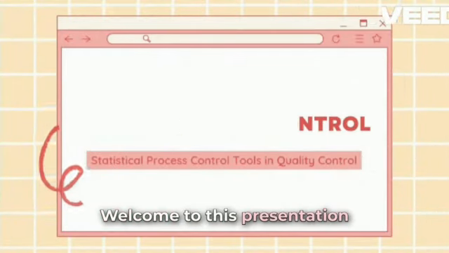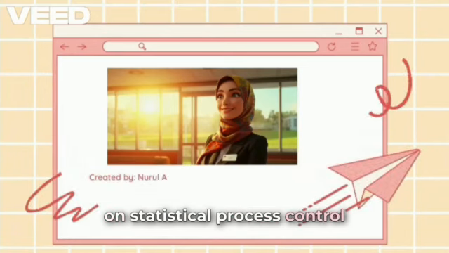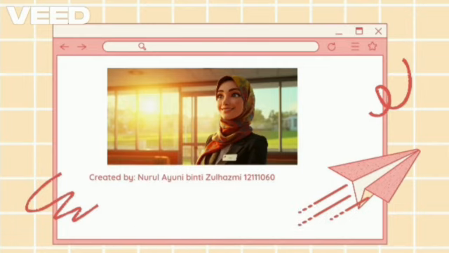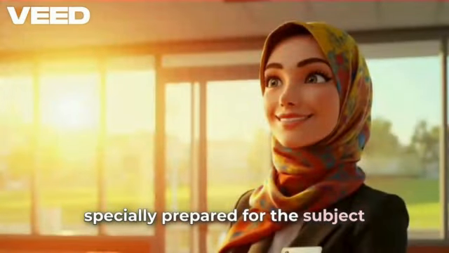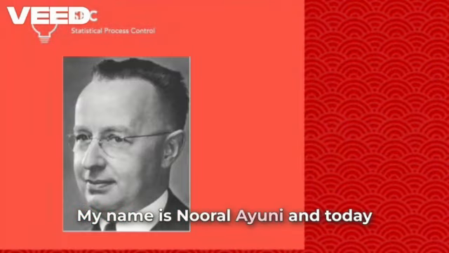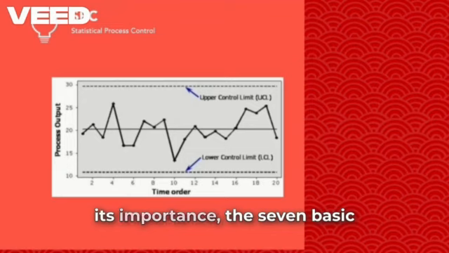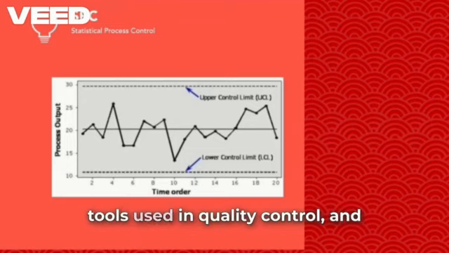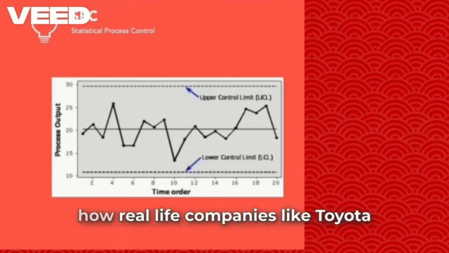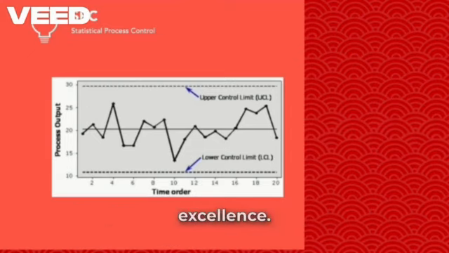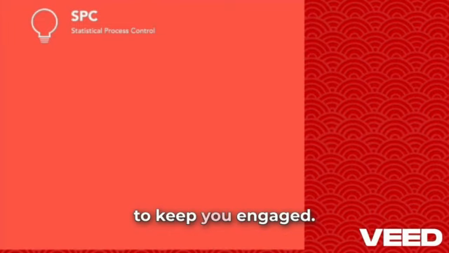Welcome to this presentation on statistical process control tools in quality control, specially prepared for the subject SFB4123 quality control. My name is NURUL AYUNI and today I'll guide you through what SPC is, its importance, the 7 basic tools used in quality control, and how real-life companies like Toyota apply these tools to achieve excellence. There will also be a couple of interactive moments to keep you engaged.